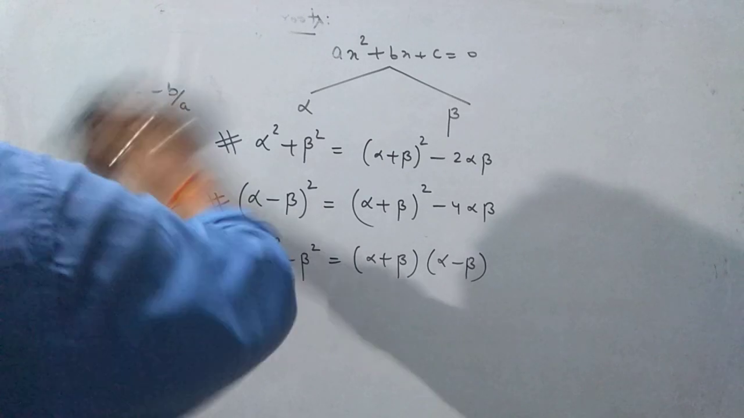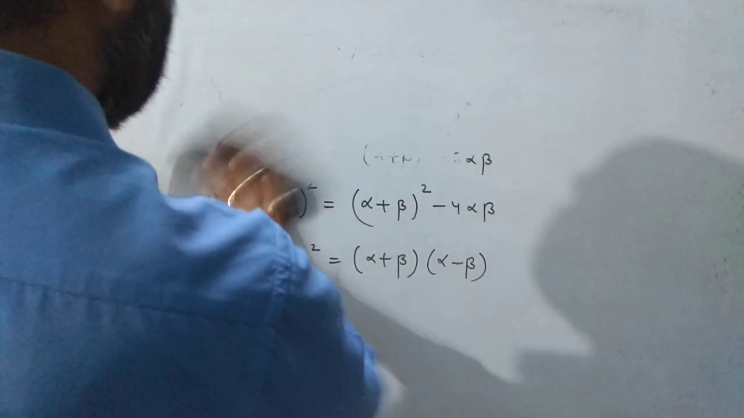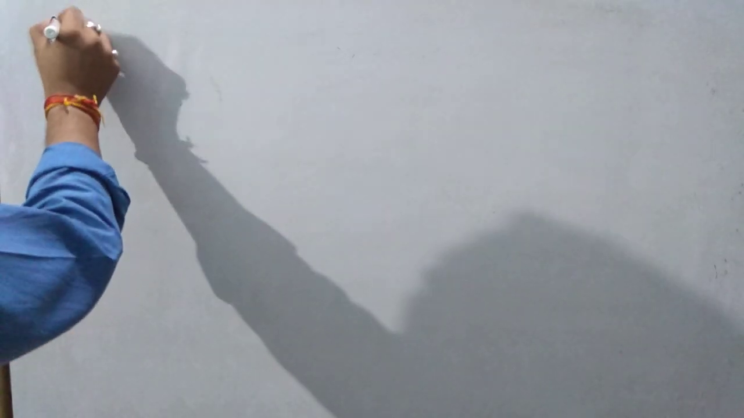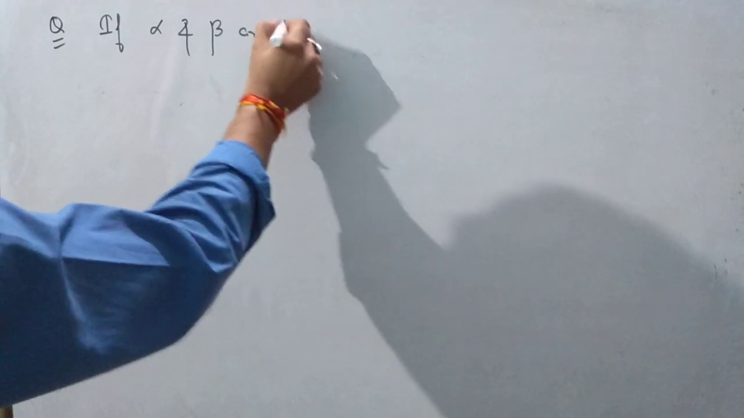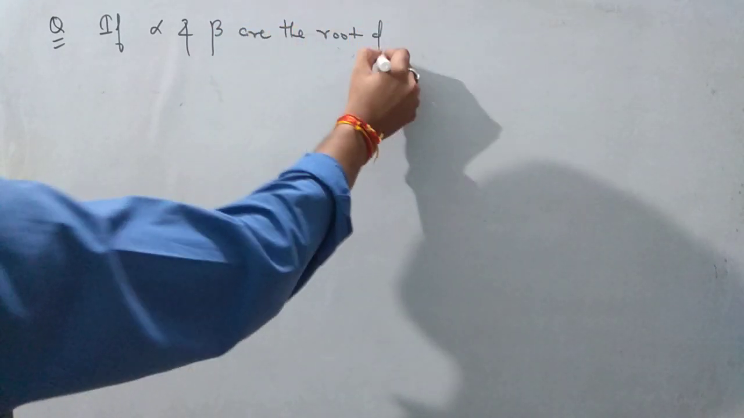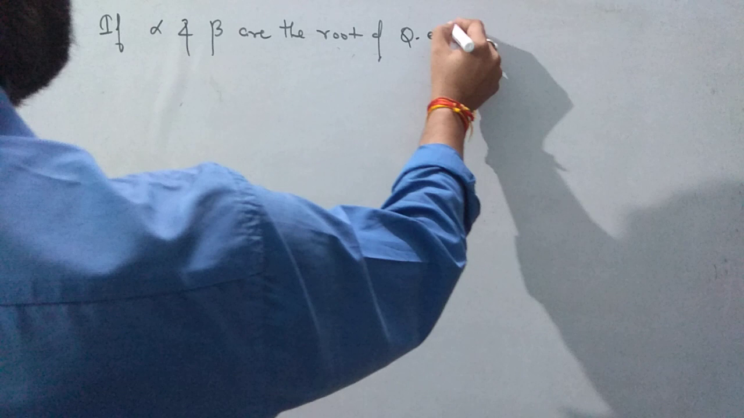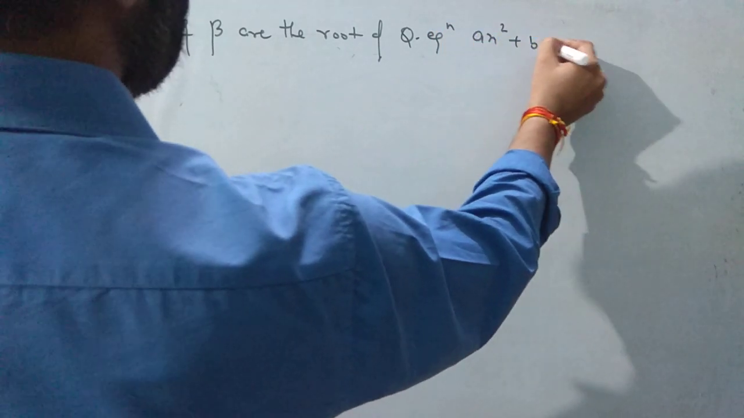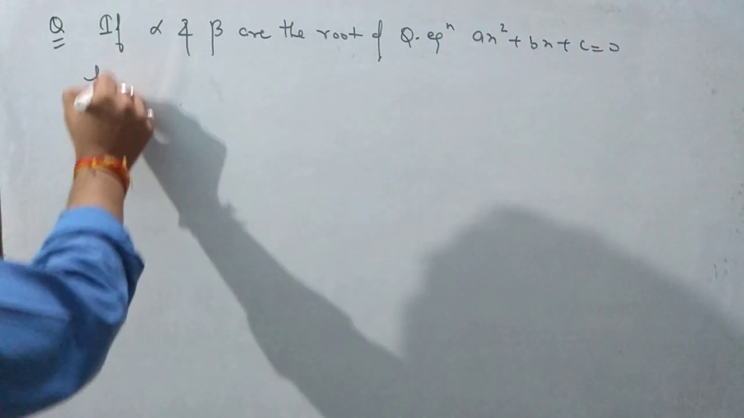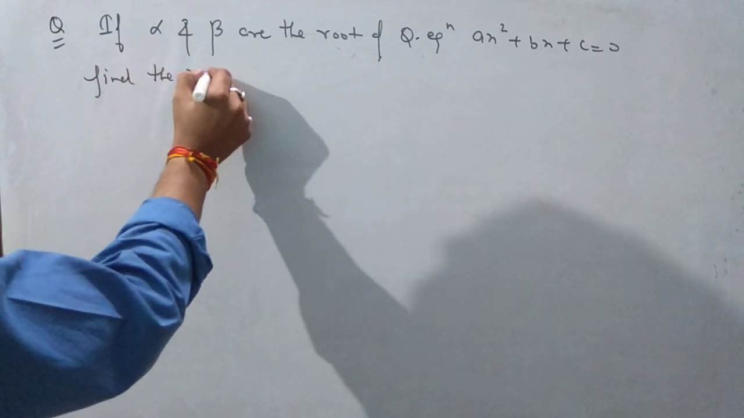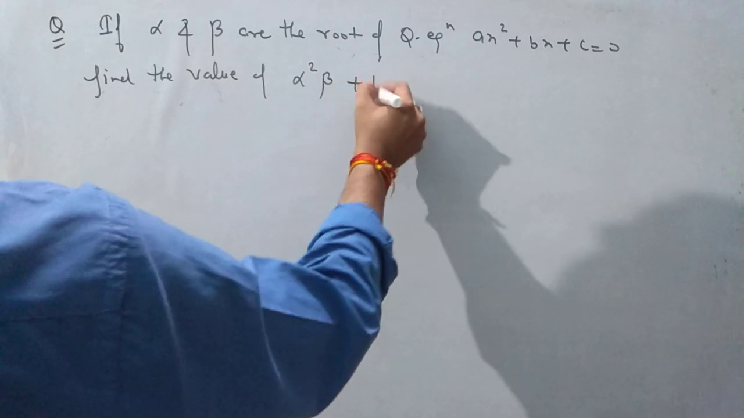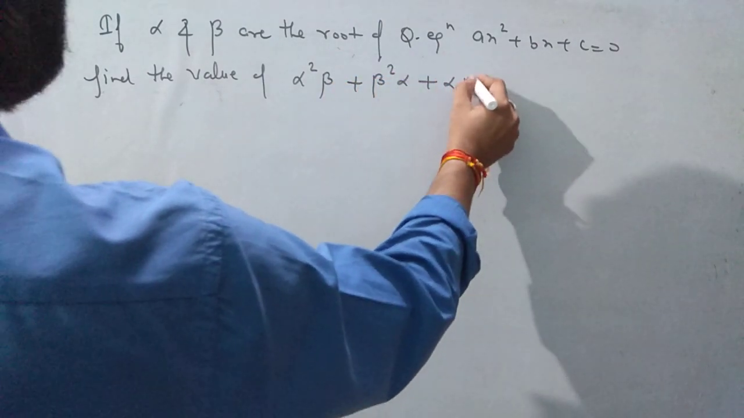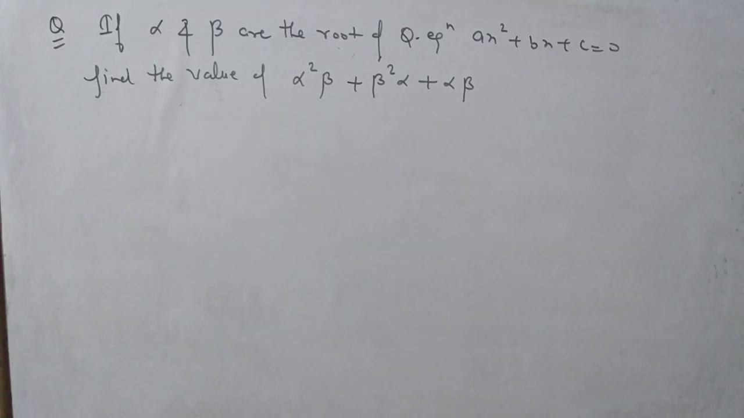Now what types of questions are there and how to solve them? Suppose a question says: if alpha and beta are the roots of the quadratic equation ax square plus bx plus c equal to 0, find the value of alpha square beta plus beta square alpha plus alpha beta. We want the value of this.